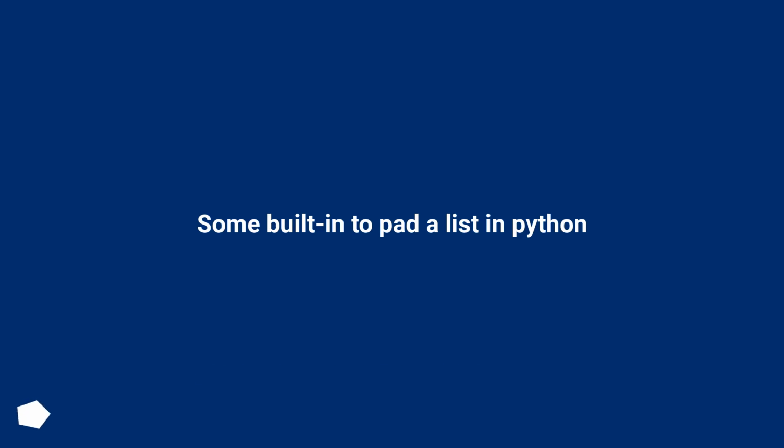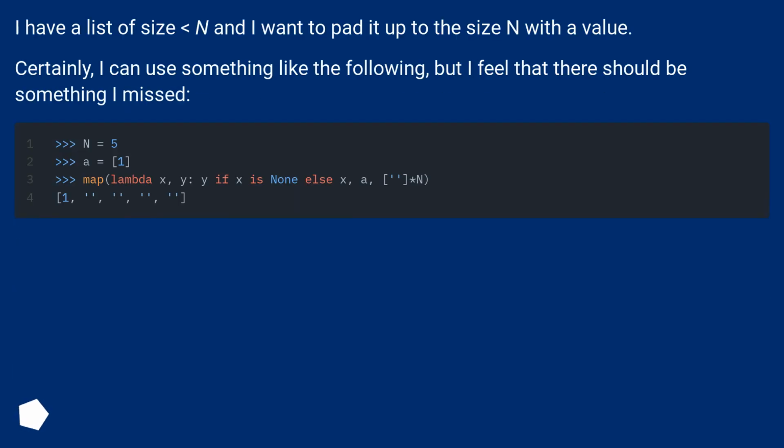Is there something built-in to pad a list in Python? I have a list of size lower than n and I want to pad it up to the size n with a value. Certainly, I can use something like the following, but I feel that there should be something I missed.